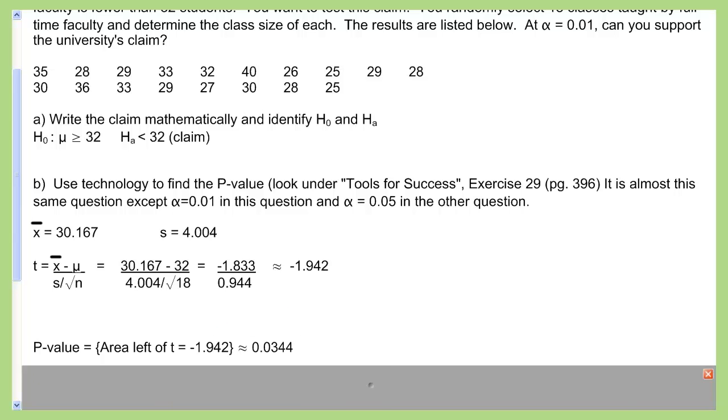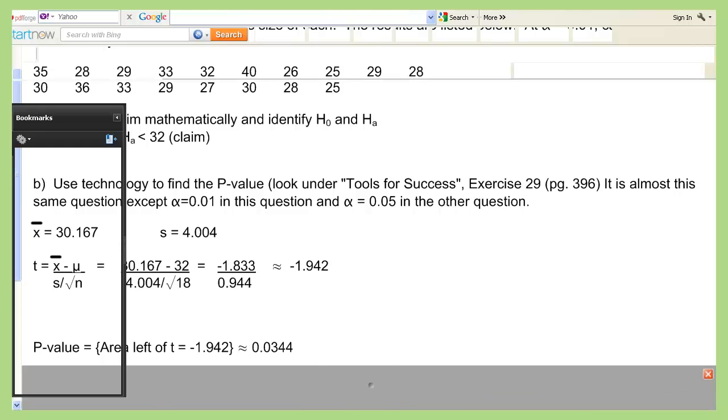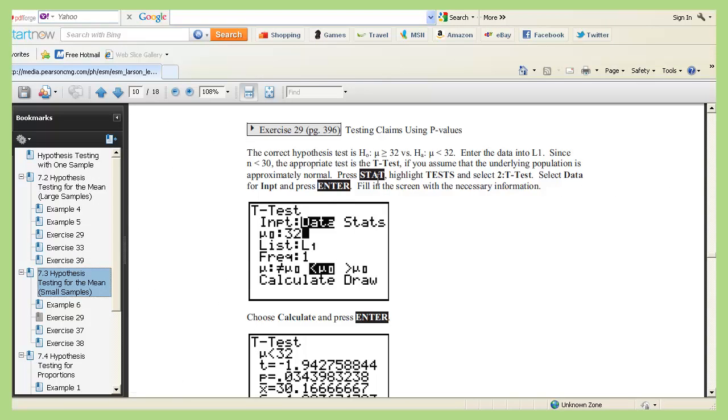So I'm going to flip to the calculator real quick and let you take a look at that. So what you do is you put your data in L1. So you would list all of your numbers in L1, and remember, you only do this when your sample is less than 30, and our sample was 18. You're going to go to Stat, over to Test, and you're going to take the second choice, which is T-Test. If you're using an 83, it might not be the second choice, but find T-Test.